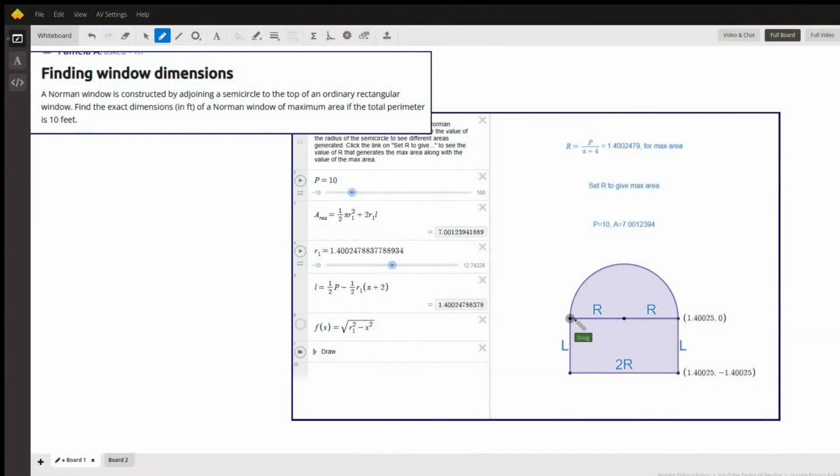Picture of the problem. We've got a Norman window, which has a semicircle right here, mounted on top of a rectangular window. And we know the total distance around that window is 10 meters.